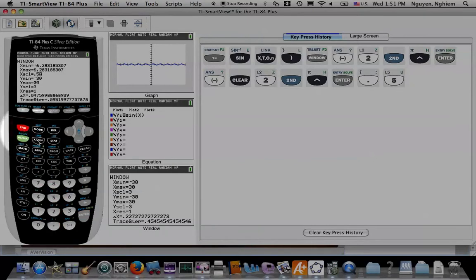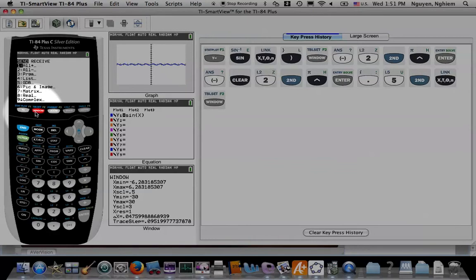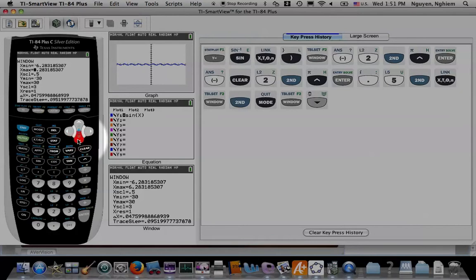And the graph will automatically, whoops, what did I do there? Looks like I made a mistake. Let's clear out of that. Okay, let's go back to my window here. Sorry about that. Let's go back to my x scale. It's going to be 0.5, and I want to use the pi. So half pi, okay, as my scale.